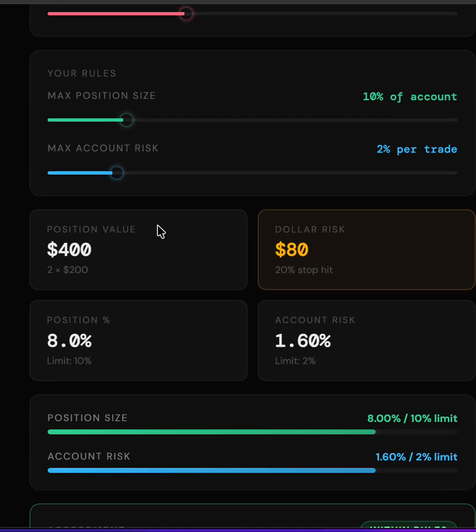So you can see here, this calculator automatically changes it. My position size is $400. I'm risking $80, which is 20% of that. And my account risk is around 1.60%, which is very, very manageable. And I think that a lot of people forget, especially when you're starting out, to really manage your position size and your risk, because that is something that can really start to drain your account if you're not checking it.